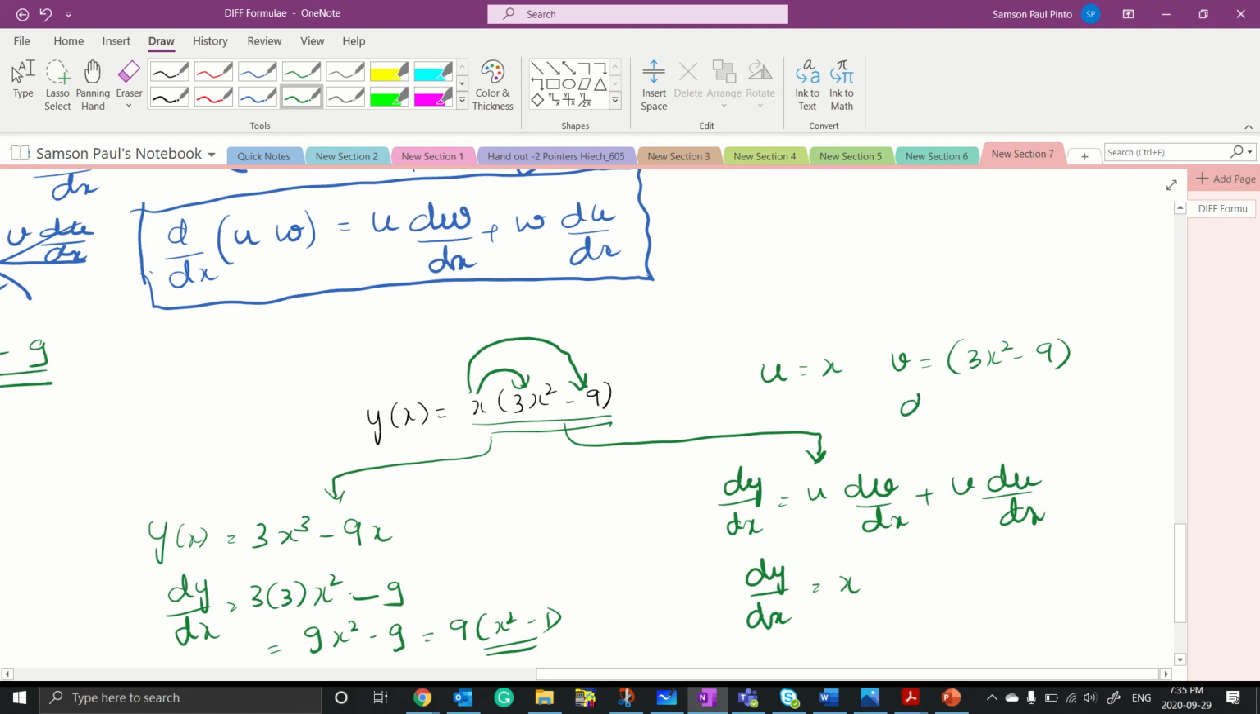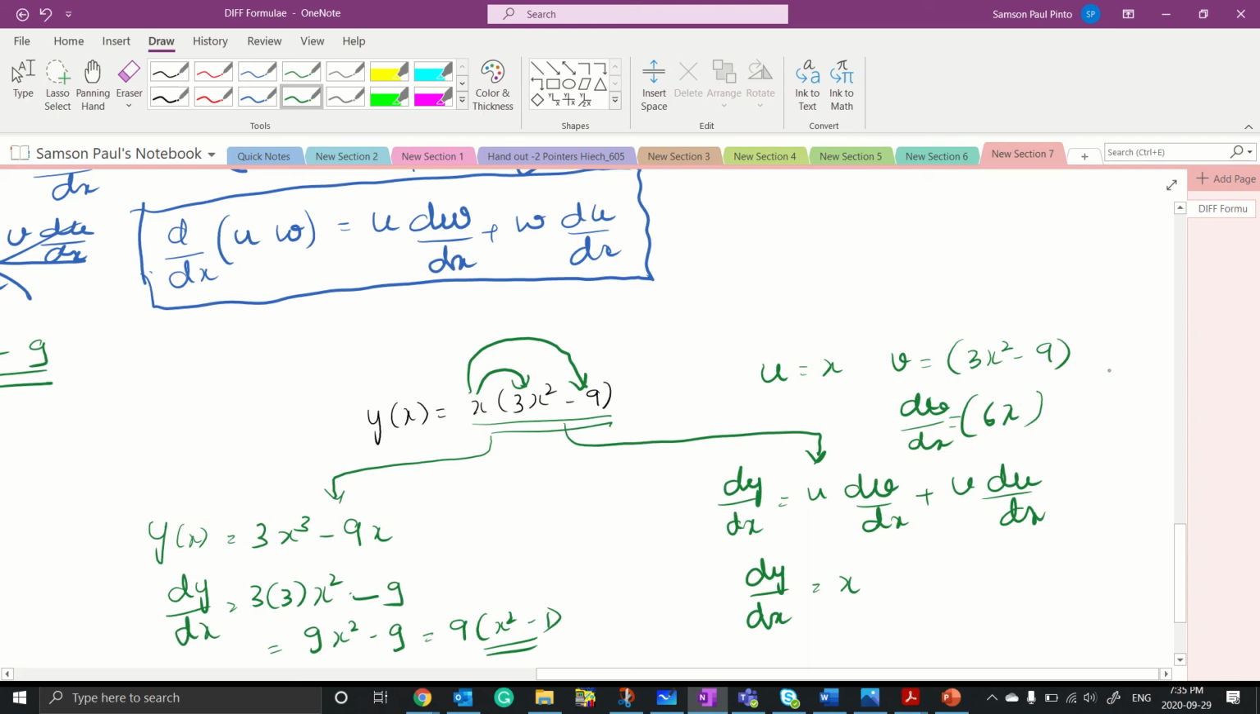Now dv by dx, what is it? It is nothing but 3 2s are 6x, minus differentiation of constant is 0. So you will only get 6x here, right? Am I right? I think I'm right. Yeah, you'll get just 6x here. dv by dx is 6x.